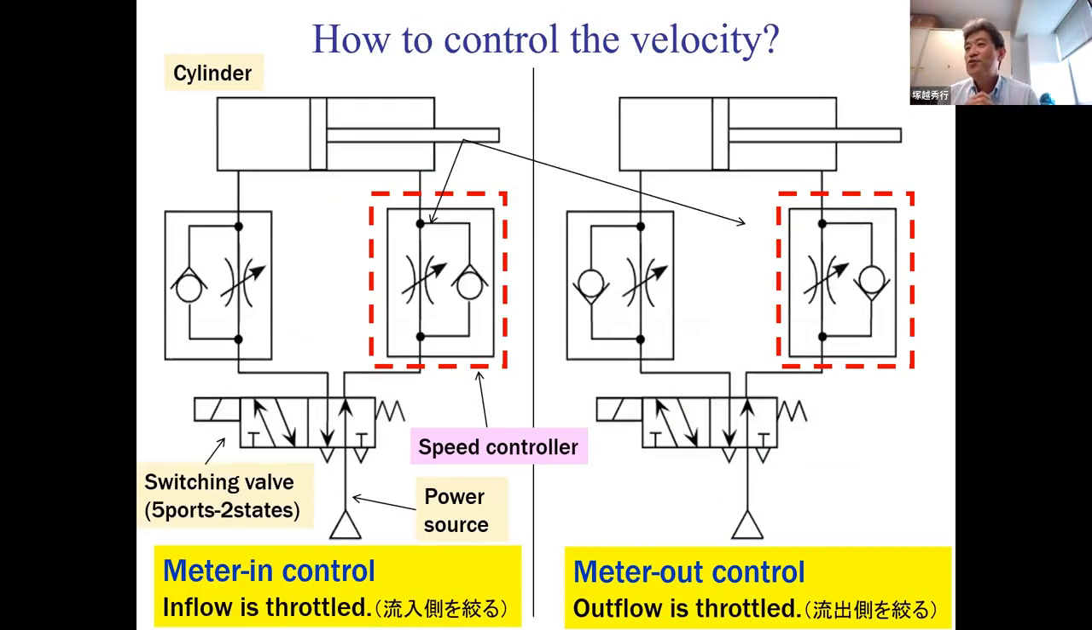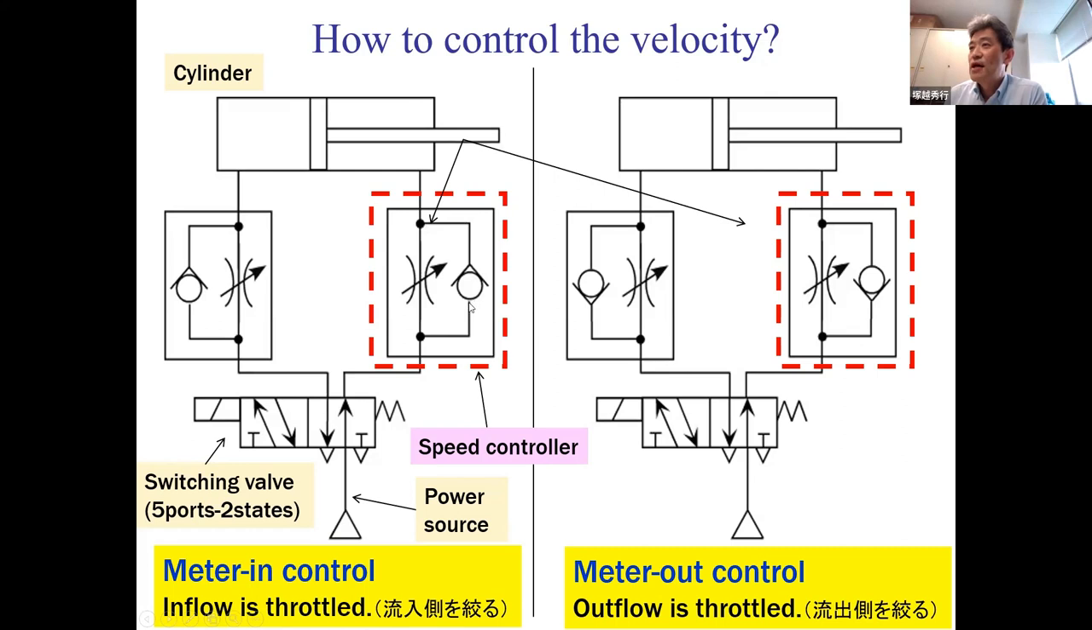The next solution is using valve control. Here, the input and output speed controllers are equipped. The speed controller itself is composed of two elements. One is the throttle valve. Throttle valve means the cross-sectional area is adjusted manually. And this is the check valve. Check valve means it allows flow this way, but does not allow flow this way.